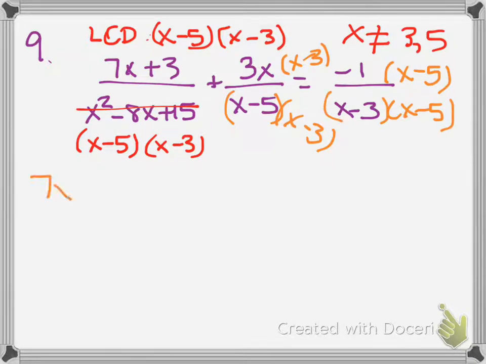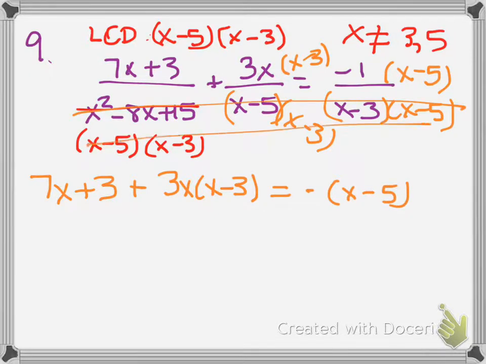So we're going to do the numerator, 7x plus 3 plus 3x times x minus 3 equal to negative x minus 5, because we can cross all this denominator stuff out because it's all the same. And we can only do that when we're solving, which we are. So we have 7x plus 3 plus 3x squared minus 9x equal to negative x plus 5.